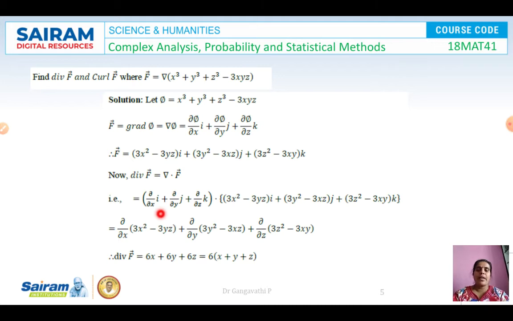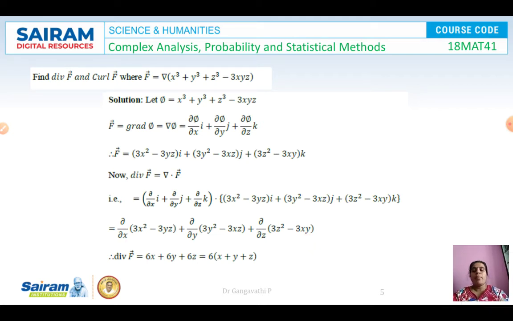Del is nothing but dou by dou x i, dou by dou y j plus dou by dou z k cap, in dot product with vector f. The vector f, whatever we have obtained, we have written as it is, and perform the dot product between these two. So dou by dou x operating on this: i dot i becomes 1. So dou by dou x of 3x square minus 3yz. Dou by dou y of j operating on this term: j dot j is 1. So dou by dou y of 3y square minus 3xz. Plus the last term, dou by dou z, k along with this term: k dot k is 1. So dou by dou z of 3z square minus 3xy.